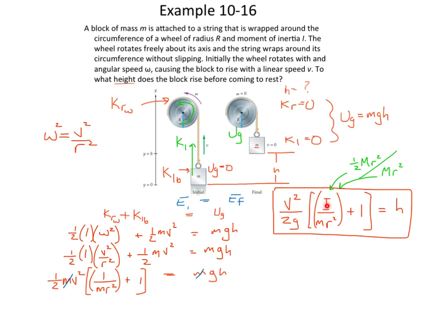So that's it for example 1016. In the next one, we should be able to plug some values in and actually have some calculating to do, but we've been dealing mostly with general terms right now, because we've been really just applying conservation of energy. So when we got to this point, we basically had it solved. We just had to do some algebra to solve for our height, and there it is.